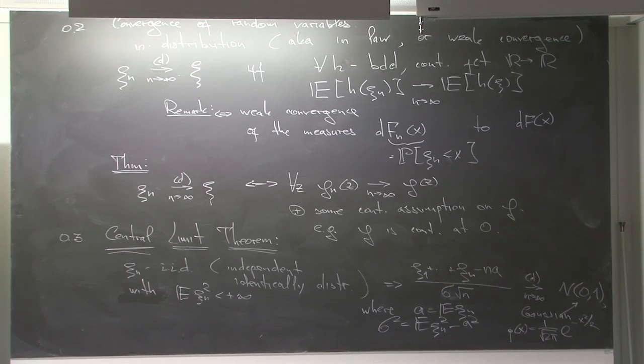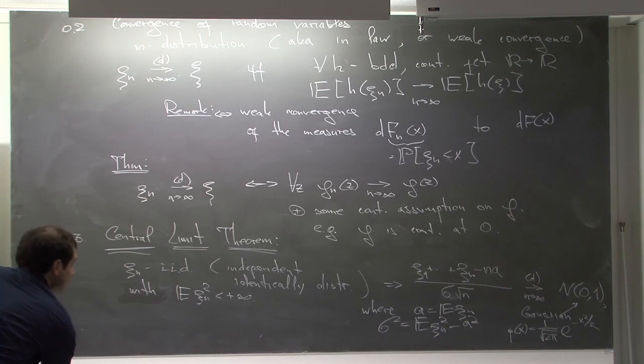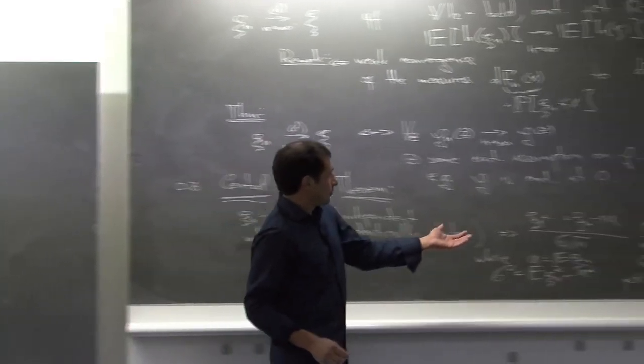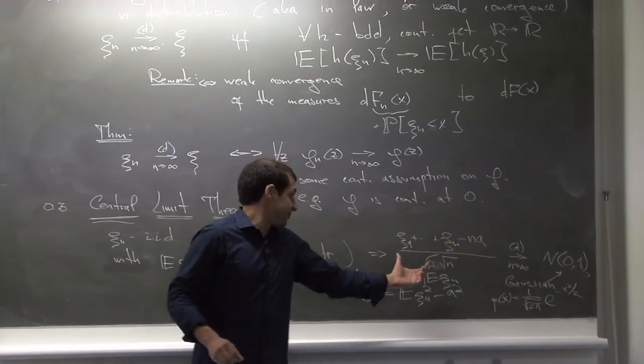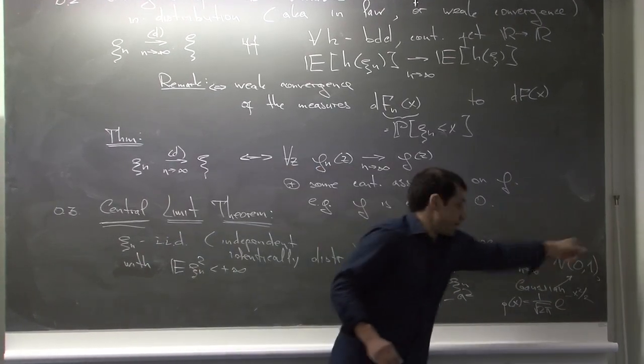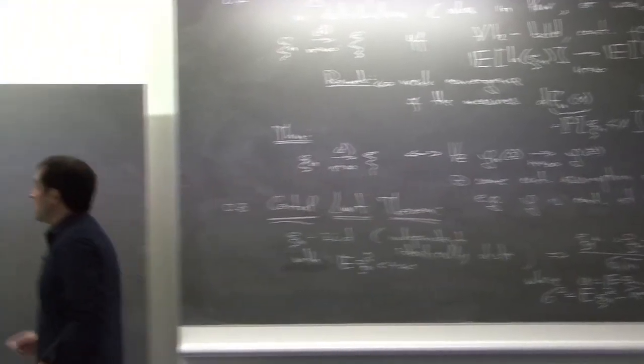So as you might guess from the introduction, the only thing one should do is to write down the characteristic function of this object and to see it converges to the characteristic function of this object. So the proof.